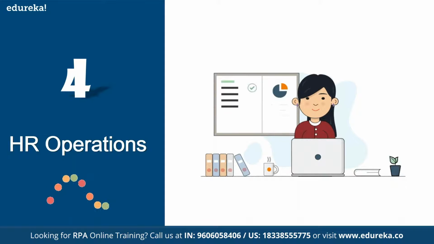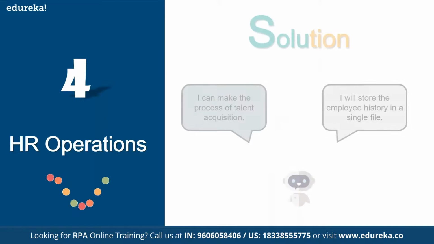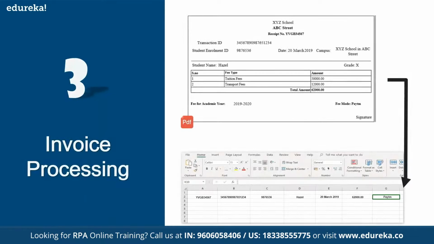Next, all the HR operations. What are the different HR operations that generally take place in an organization? Candidate sourcing, employee history verification, talent acquisition, headcount reduction. All these are HR operations that generally take place in each and every organization, and RPA can be used in that case. How? It can process the talent acquisition process, business process, the hiring process. Your bot can be used in the hiring process, and it can maintain the employee's history data wherever you want. So that is one of the other projects that can be implemented.